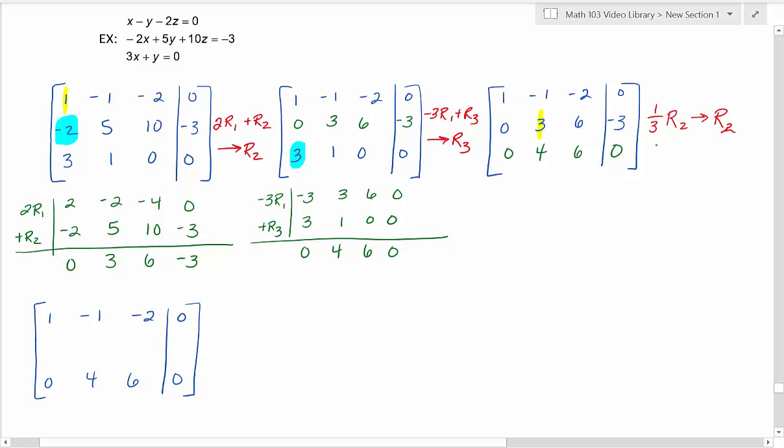Alright, so now we're doing 1/3 times row 2. 1/3 times 0 is 0. 1/3 times 3 is 1. 1/3 times 6 is 2. 1/3 times -3 is -1.